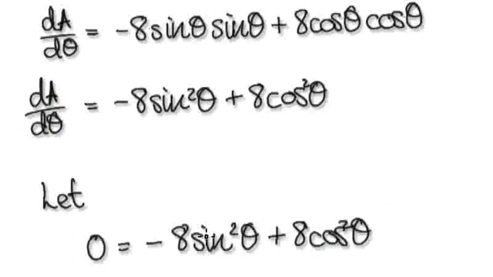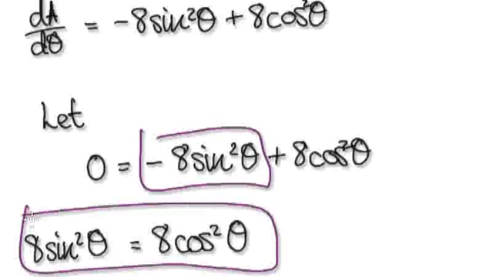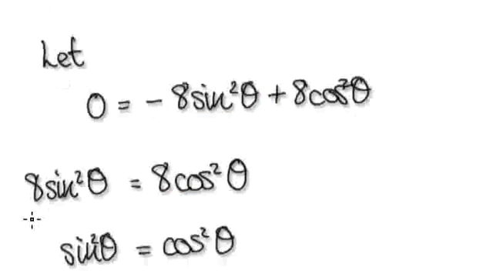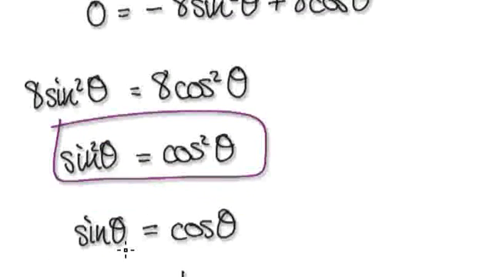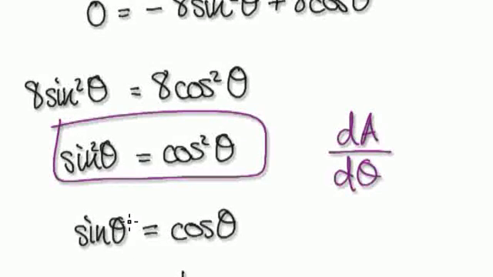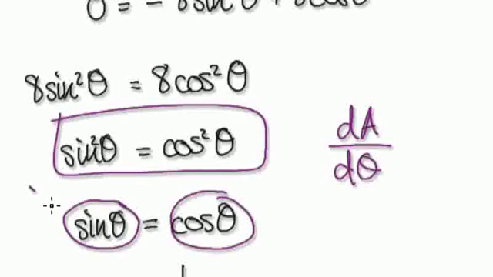And then when you get to here, you want to find out theta, so add this to both sides. That will then give you this. And then divide both sides by 8. That will then give you this. And then square root both sides. That will then give you this. So you see, our dA by d theta will be 0 when you make this the same as this. Okay. So when will this be the same as this?